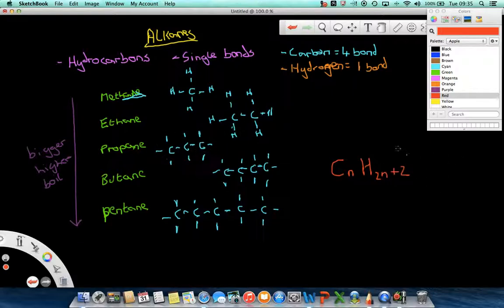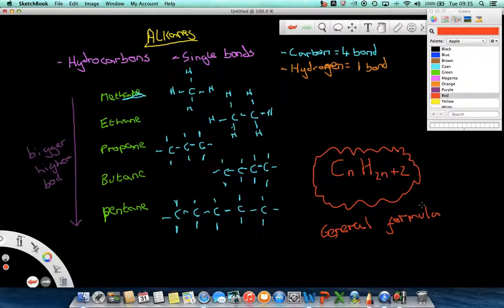So this is the general formula of an alkane. General formula. Okay? Make sure you know the alkanes and their structure before moving on.